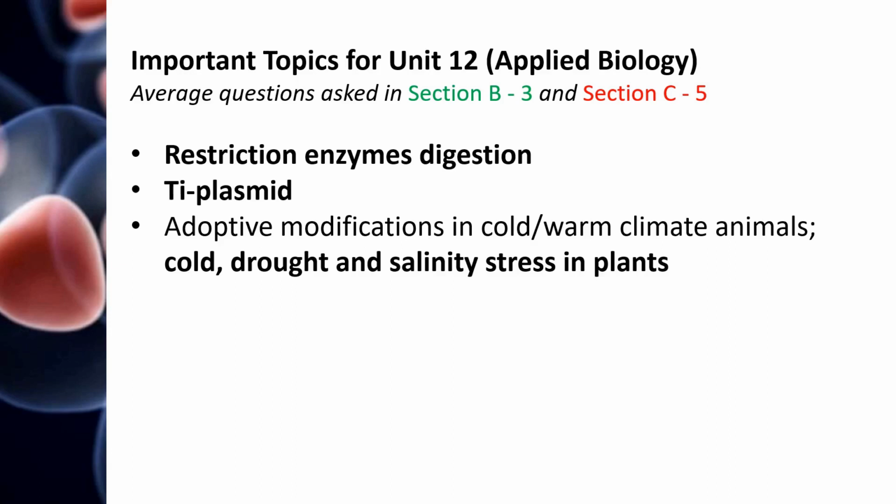Studying the topics of restriction enzyme digestion, Ti plasmid, and adaptive modifications in cold and warm climate animals, as well as cold, drought, and salinity stress in plants, is crucial in the field of applied biology. Understanding restriction enzyme digestion helps in manipulating DNA for various applications, such as genetic engineering and DNA sequencing. Ti plasmid is important as it is commonly used in the introduction of foreign DNA into plants. Additionally, comprehending the adaptive modifications in animals and plants in response to different environmental stresses is essential for developing strategies to enhance their survival and productivity in changing climates.